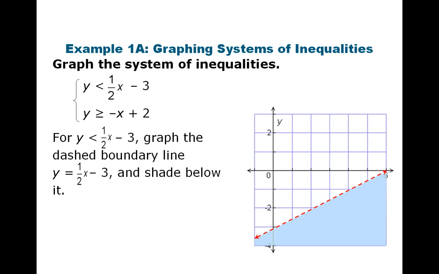y equals 1/2 x minus 3. The y-intercept is negative 3, so we put a point at negative 3, and then our slope is 1/2, so we go up 1 over 2, up 1 over 2. And you'll notice that in this picture here, it's a dashed line. That is because this inequality is a less than, it doesn't have the equal to. So since it does not have the equal to, we will just do a dashed line.